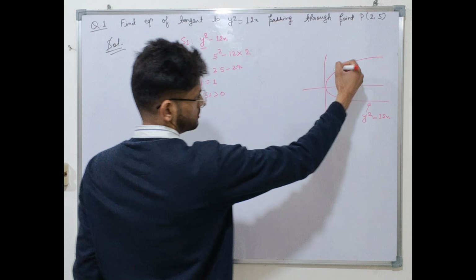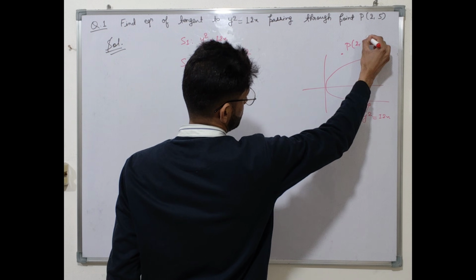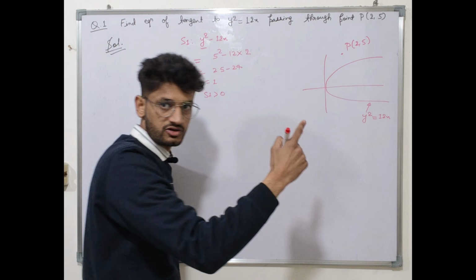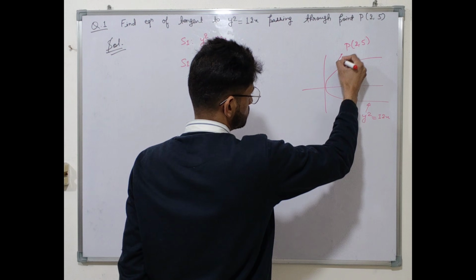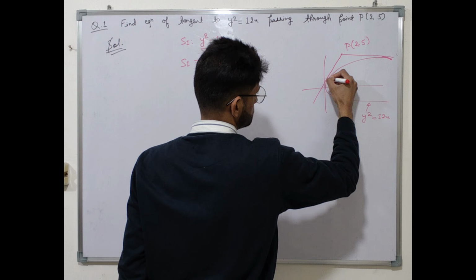So let's see, point P (2, 5) will lie something here. Point P with coordinates 2, 5. So we know if point P lies outside the parabola, in that case we can draw two possible tangents. We can have two tangents in this case.